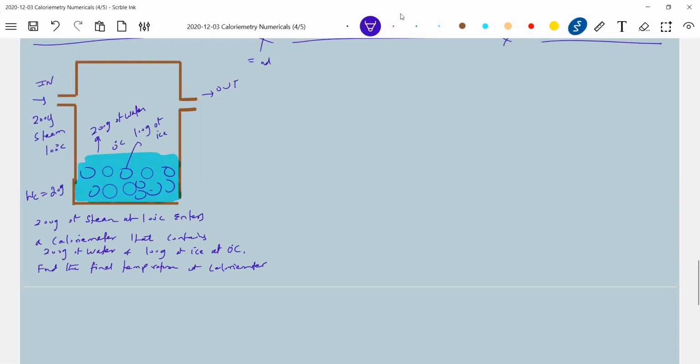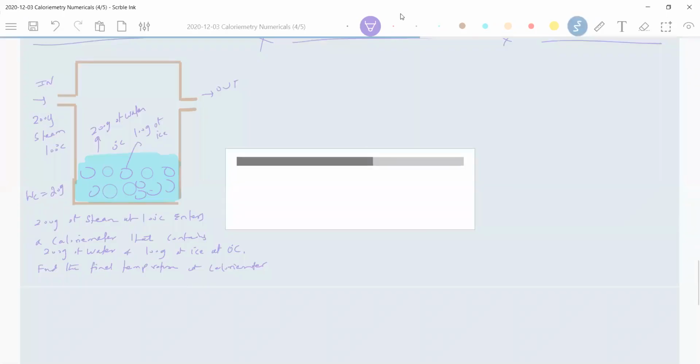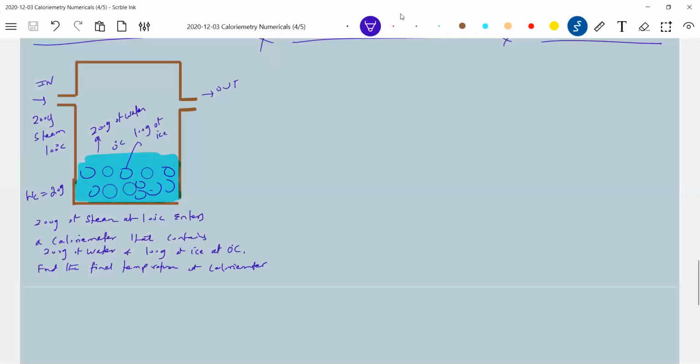Okay, let's get into the calculation part. What can be the final temperature? It can be 100, it can be less than 100, but it cannot be more than 100. Am I right? If you say more than 100, there's a big problem.